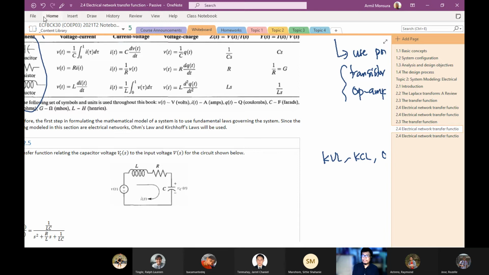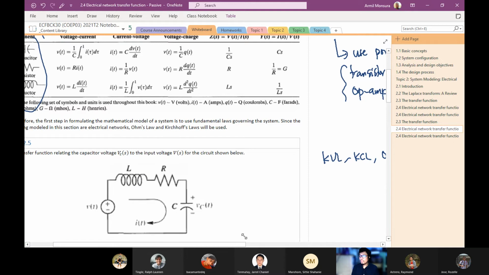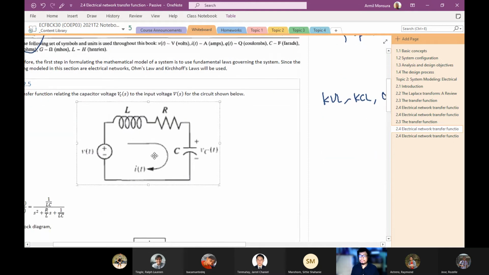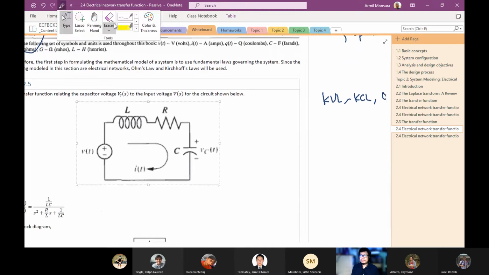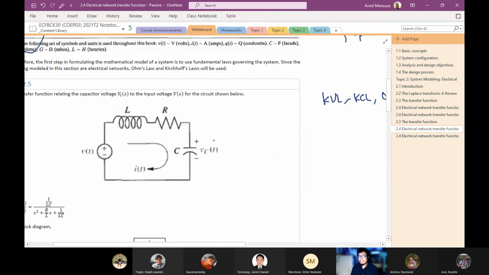Anong ibig sabihin nun? Kung ito yung circuit niyo, what you do is you replace yung mga quantities niyo like V of t, I of t, VC of t. Kunin niyo yung Laplace transform niyan. So yung Laplace transform ng V of t is V of s. Yung Laplace transform ng I of t is I of s. Yung Laplace transform ng VC of t is VC of s. So, yan yung unang step.